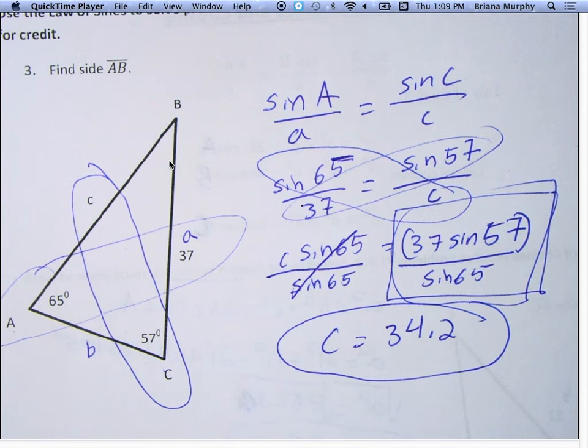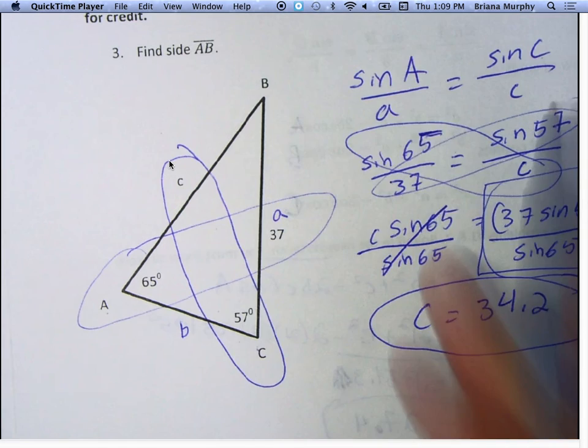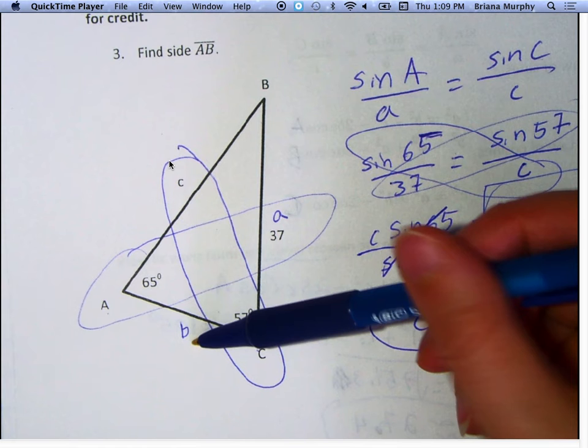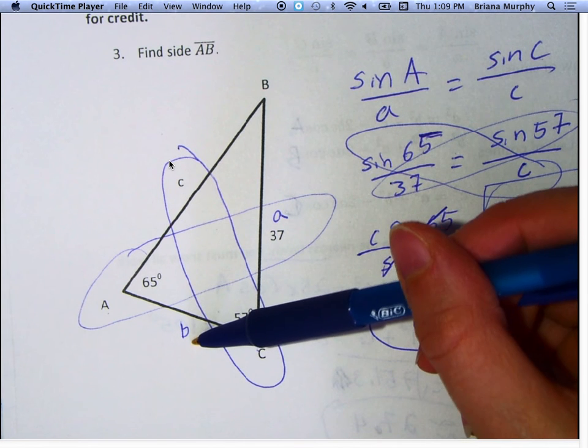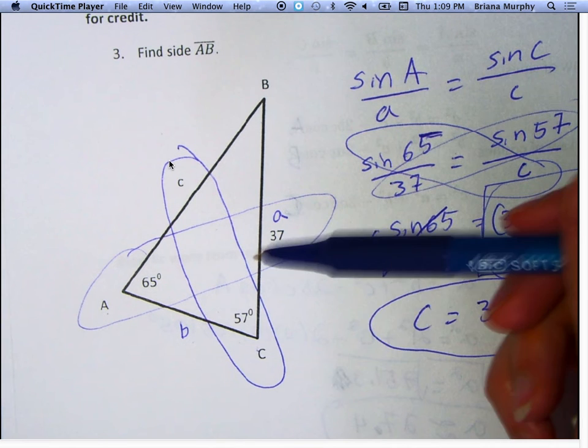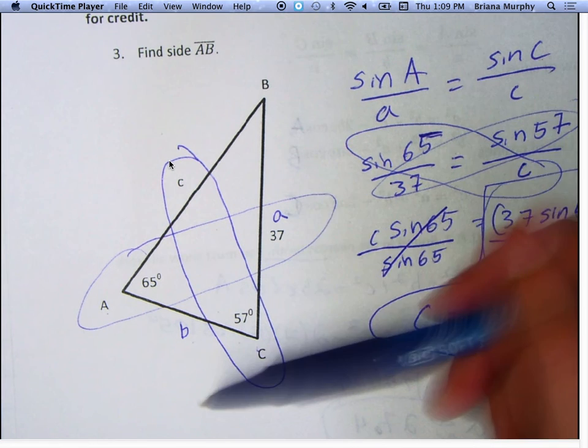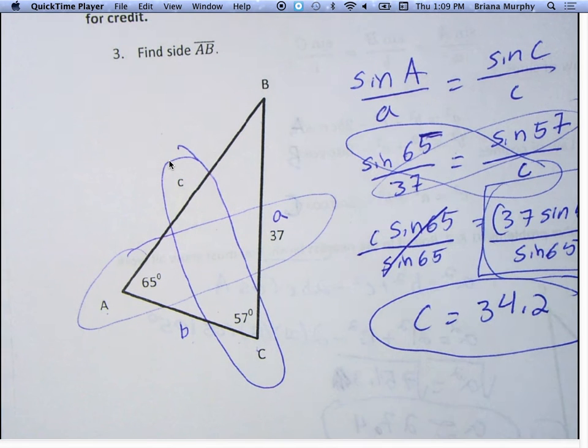Yes, Alex. Why would you use A and C rather than B and C? Well, B and C I don't want to use because I don't have an angle for B or a side for B. If I had a side for B, I could figure out, because the interior angles of a triangle add up to 180, what the angle is. But since I don't have that side, I don't want to use it. All right, let's look at number 4.